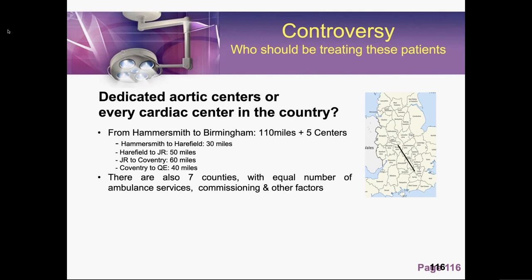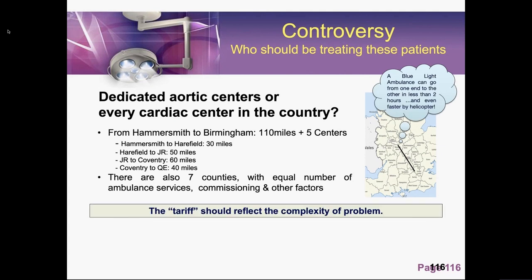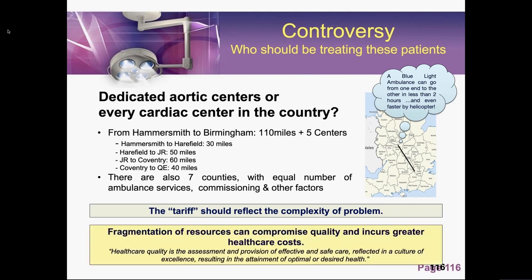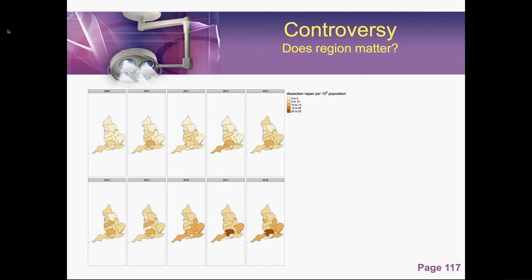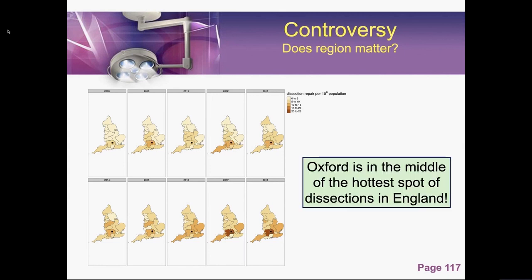And of course, in this region we have 5 centers with 7 counties and an equal number of ambulance services, commissions, everything. But one thing for sure, we should be having a tariff that reflects the complexity of the operation, and we should make sure that we do not fragment our resources, especially in a time of crisis like the COVID pandemic. Does region matter? Yes, it does. When we look to the NICOR registry on how many dissections were performed per million people, we can see that year on year, Oxford is in the middle of the hottest spot of dissections in England.